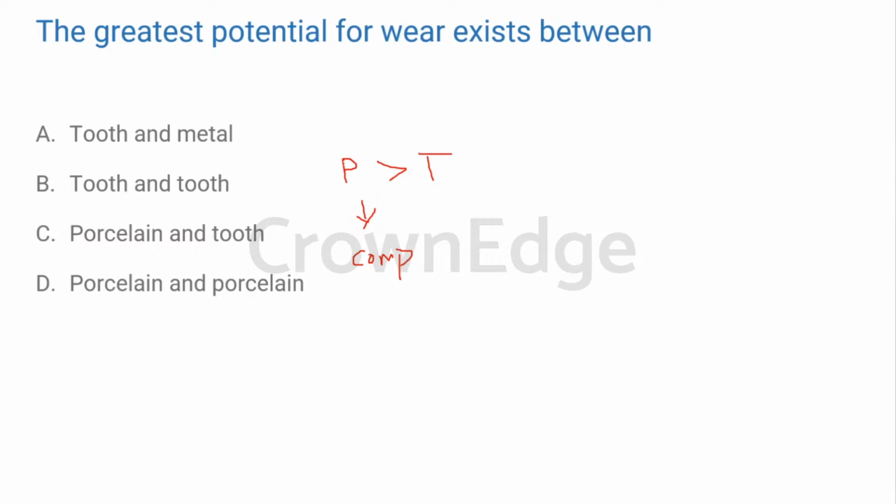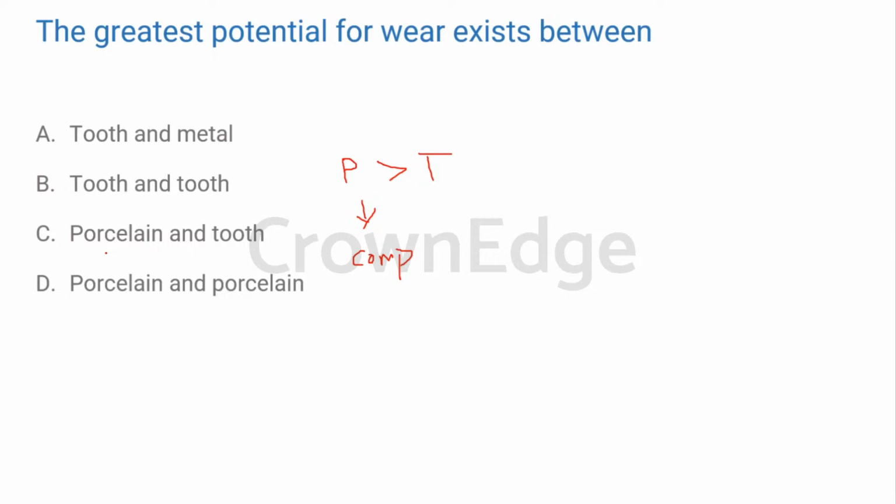But what has to be kept in mind when answering these questions is that the abrasive factor of a porcelain is much more than that of a natural tooth. So whenever we give a zirconia crown or an all ceramic crown opposing a natural tooth, what happens is that the opposing tooth wears off. The opposing tooth always wears off whenever a tooth is opposing a zirconia crown.